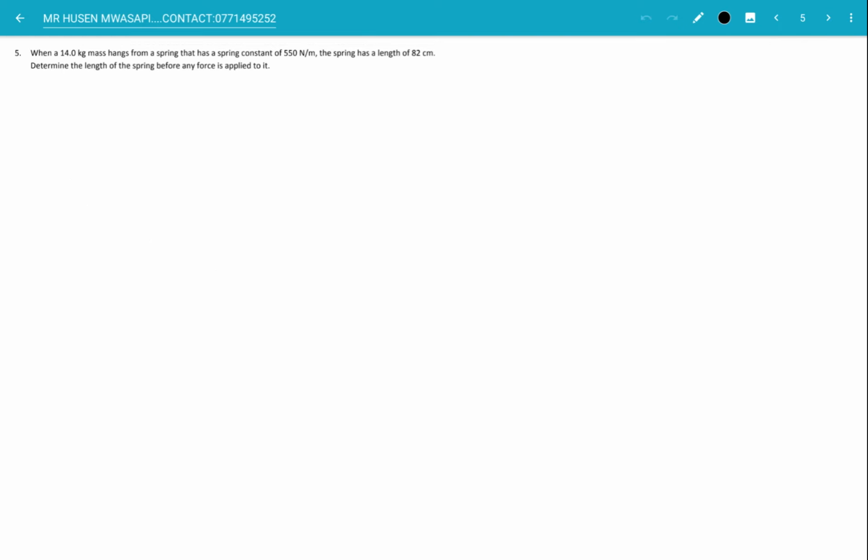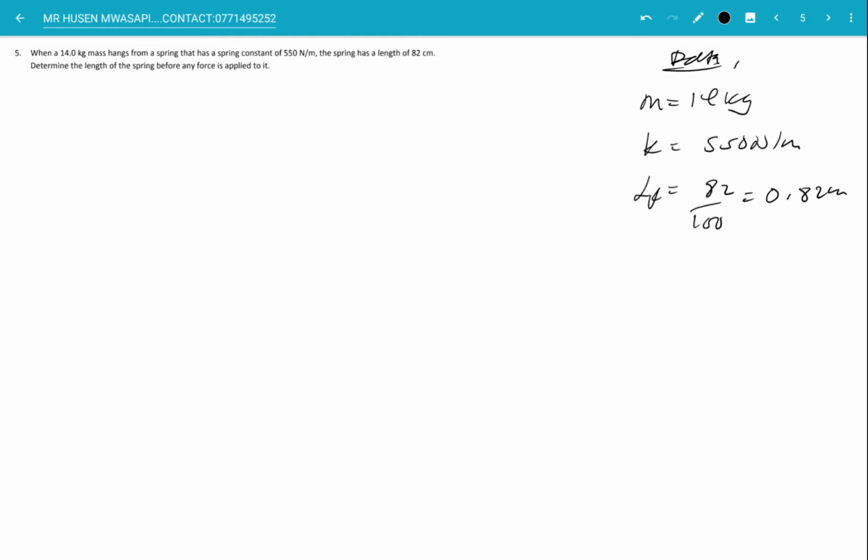Now it says when 14 kg, so let's pick our data. So when the mass is now 14 kg, hung from the spring with the spring constant, so the spring constant is given to be 550 newtons per meter. The spring has a length of that, so this is length final because it's when the mass has been hung on it. So it's in centimeters divided by 100. Basically, we end up having 0.82 meters. Alright, so now determine the length of the spring before any force is applied.